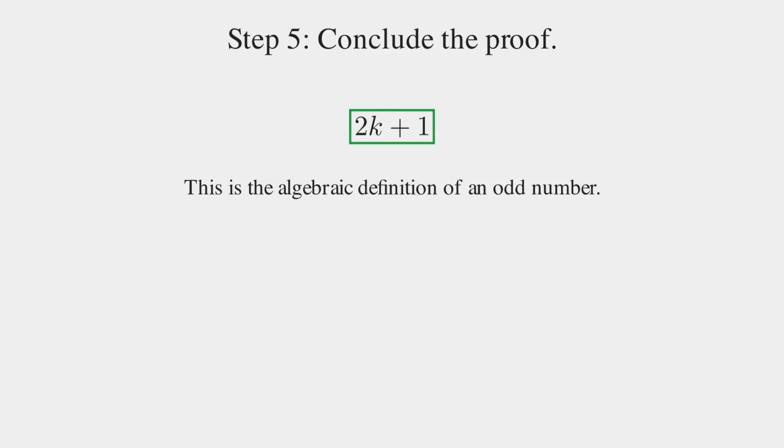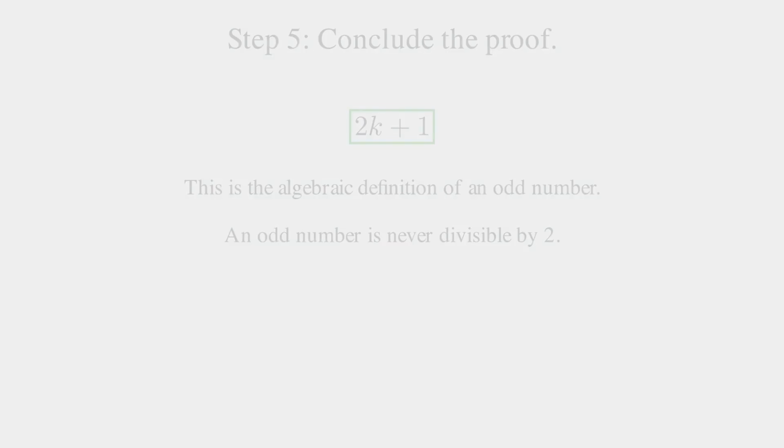Now, since our result 2k plus 1 is always odd, it can never be evenly divided by 2. So we have successfully proven the original statement.